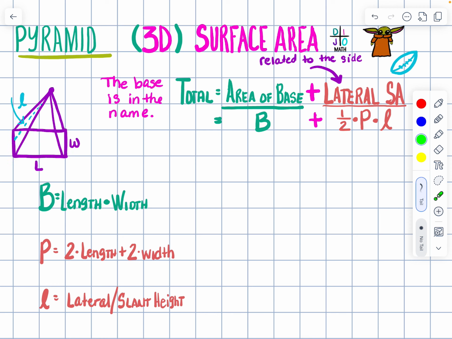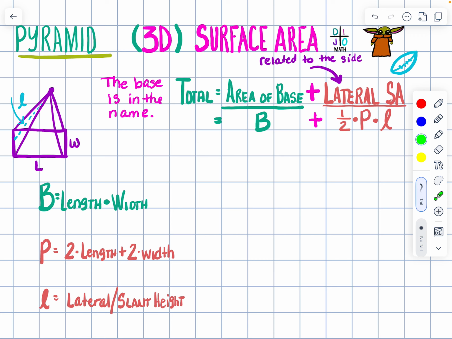All right. The other thing that we're going to need to know is this: what does lateral mean, and how do we choose this value right here? This is the lateral height or slant height. And lateral, if you're a football fan, it's when the football is thrown to the side or behind the person that's throwing it. Okay? And so this means lateral means it's related to the side.